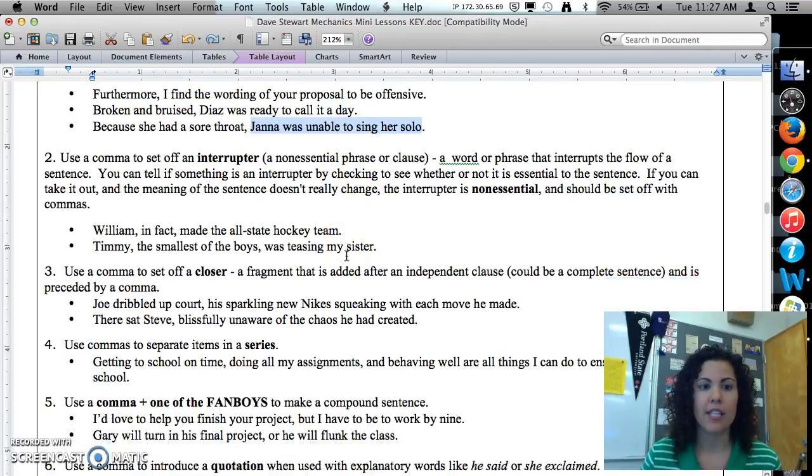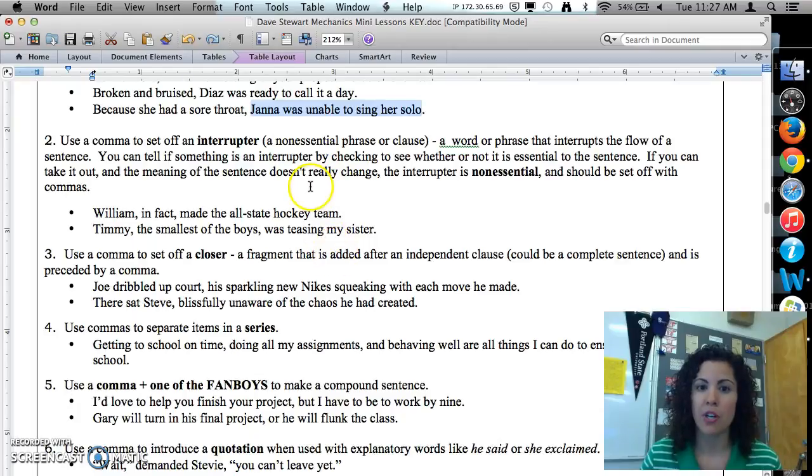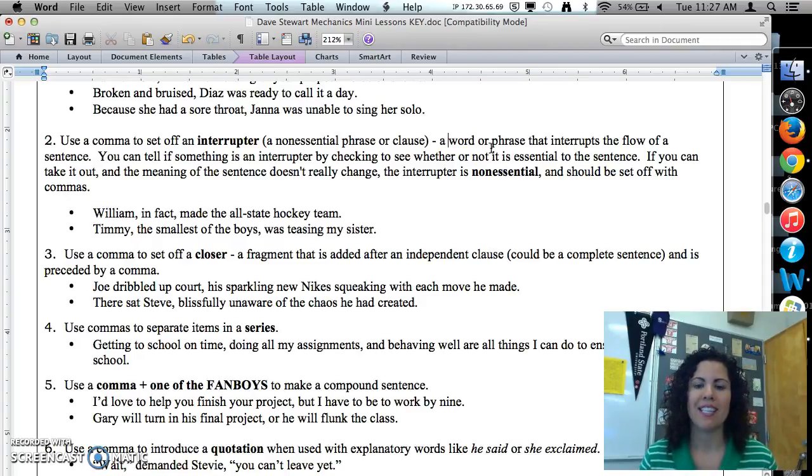The second way is to use a comma to set off an interrupter, which is a non-essential phrase or clause. And again, we've been practicing writing these. It can be a word or a phrase that interrupts the flow of a sentence. You can tell if something's an interrupter by checking to see whether or not it's essential. So what that means is when you have something in the middle with the commas there, if you can take that out completely and the sentence still stands, you know it is an interrupter. The meaning doesn't really change.